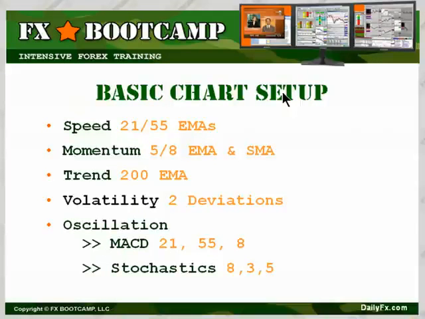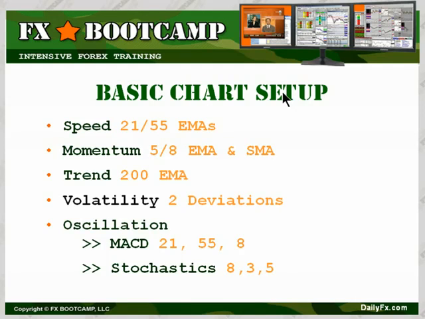Anyways, let's move into the chart setup. I want to ensure that you understand what my charts say. First of all, I measure speed of the market by using a 21 and 55 EMA. I measure the momentum of price action by using the 5 and 8 EMA SMA combination. I look at trend, or what I call the fair market value, using a 200 EMA, and measure volatility with Bollinger Bands at 2 standard deviations.